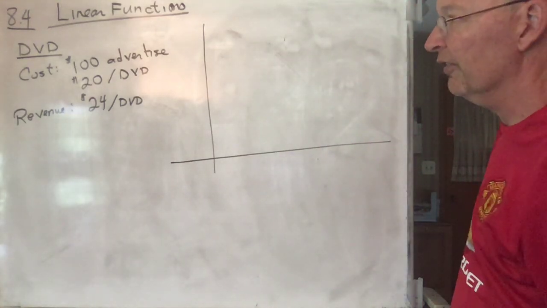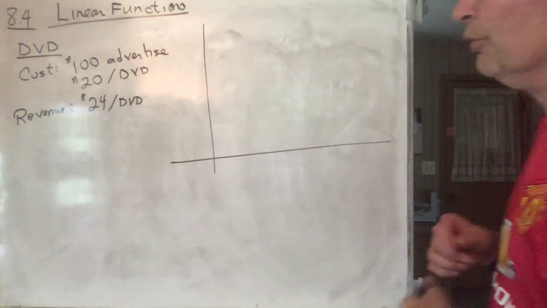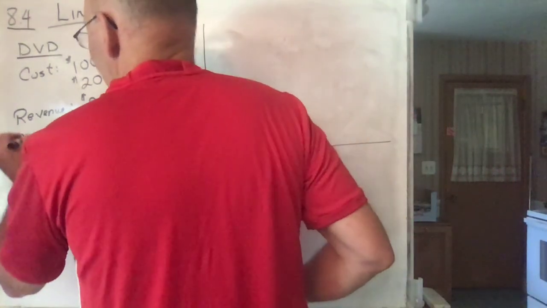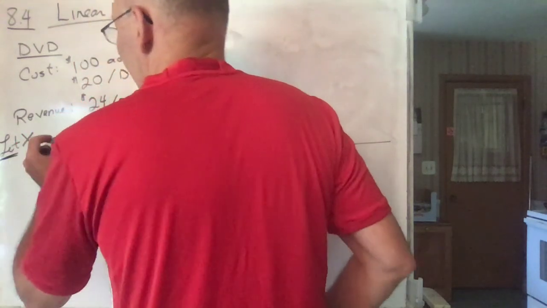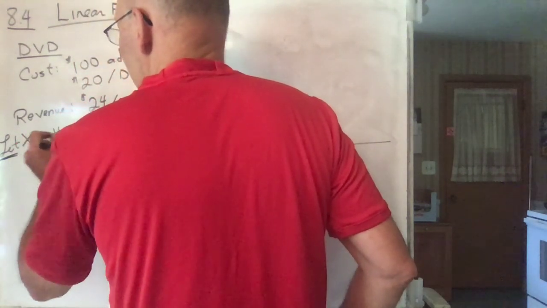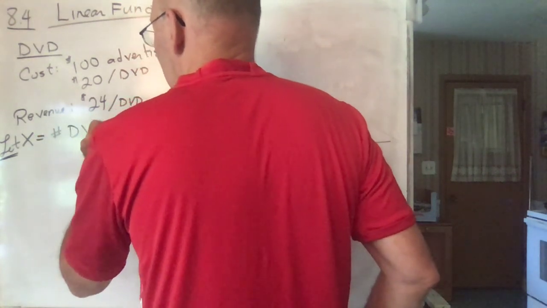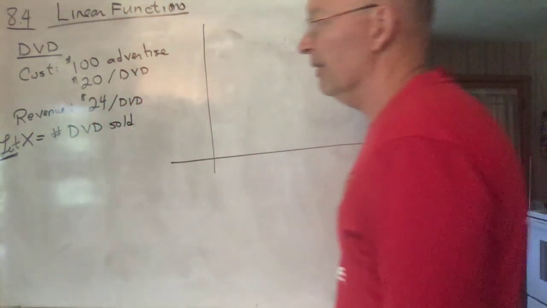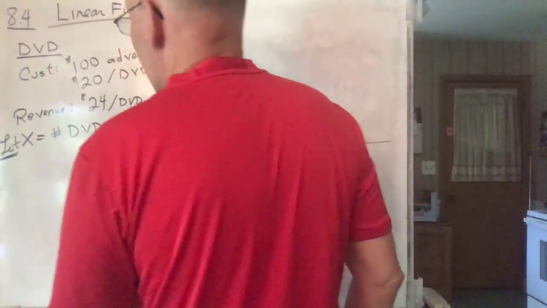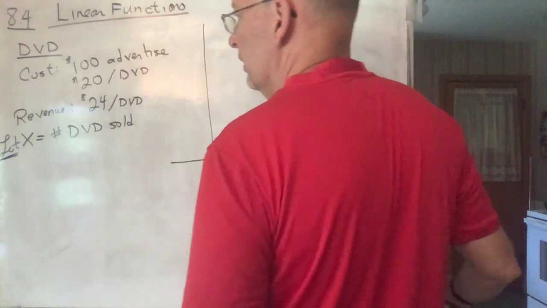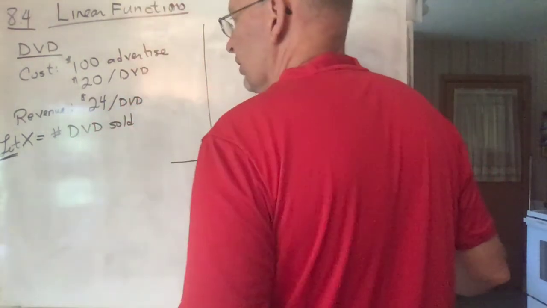Okay? So you want basically some sort of a graph that expresses the relationships of these two things and gives you a sense of how many you need to sell in order to make money and things like that. So let's graph both of them. Let's let X, remember that word let again? Let X be the number of DVDs that you've sold. Okay? It's the number of DVDs you've sold. Yeah, I guess so. That's good.